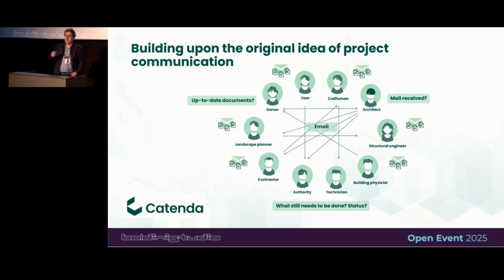Email sending here and there, and oh, it went to spam. Oh, you sent me the wrong file. This is outdated. I was told something differently, and so on. So Catenda is a communication platform where you can store the models, compare the models, and even plug in a Solibri license to check BIM models on consistency and against some regulations.